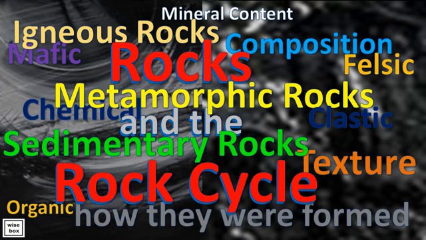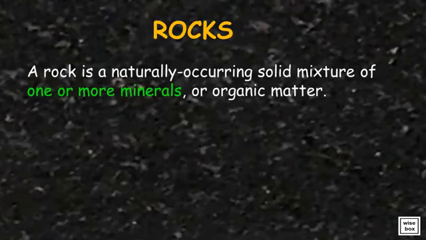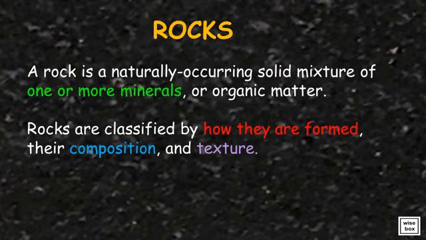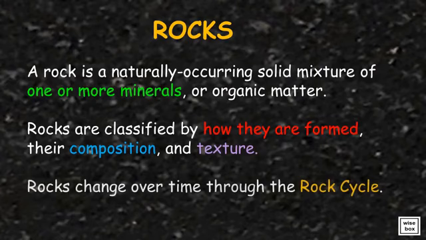Rocks. Types of rocks. And the rock cycle. A rock is a naturally occurring solid mixture of one or more minerals, or organic matter. Rocks are classified by how they are formed, their composition, and texture. And rocks change over time, through the rock cycle.